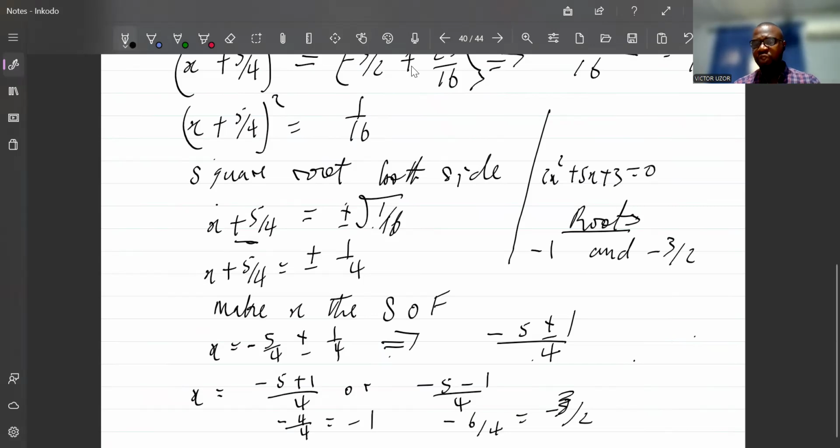My next video is going to be how to also solve a quadratic equation, but using the vector form. That part is easier to do.